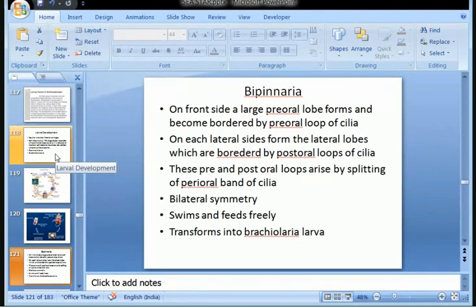We talked about all these early embryonic stages in the previous slides. That is the morula stage, the blastula stage, the gastrula stage, and then from the gastrula, this bipinnaria is formed. Now, what are the structures in this bipinnaria? So on the front side, a large preoral lobe forms and becomes bordered by a preoral loop of cilia.